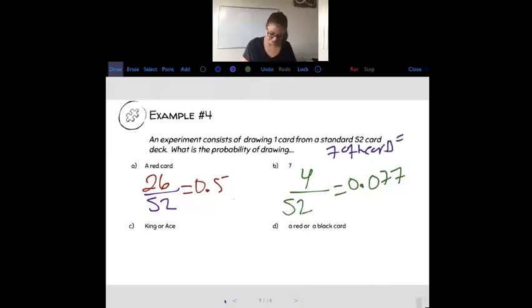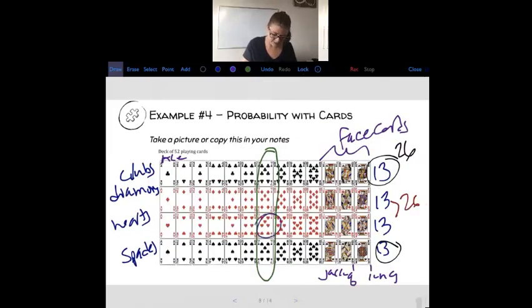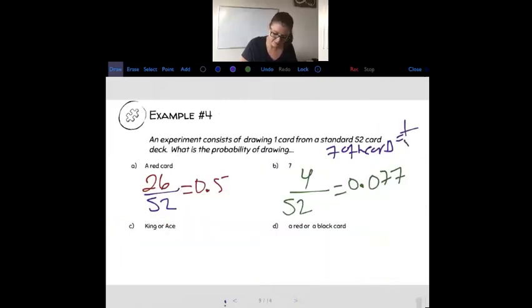Okay, let's say this problem said 7 of hearts. In that case, there's only one 7 of hearts. So that would be 1 out of 52. So I just wanted to show that to you because sometimes these probability problems do specify a specific suit for the card.